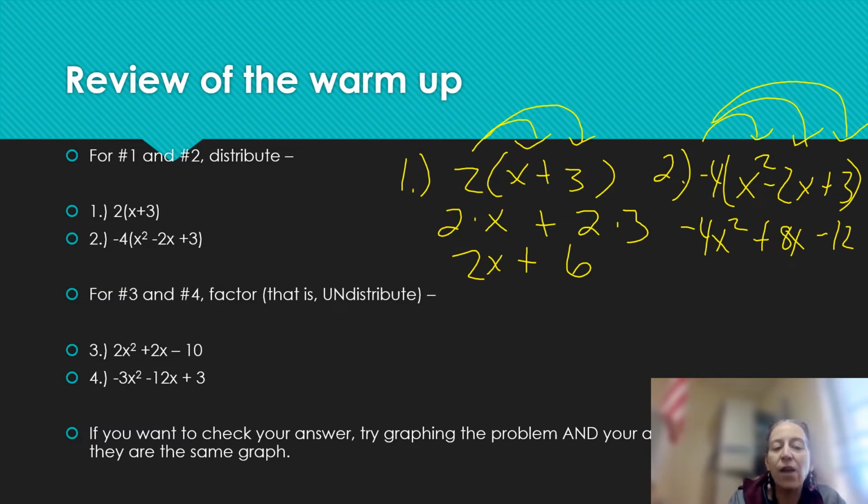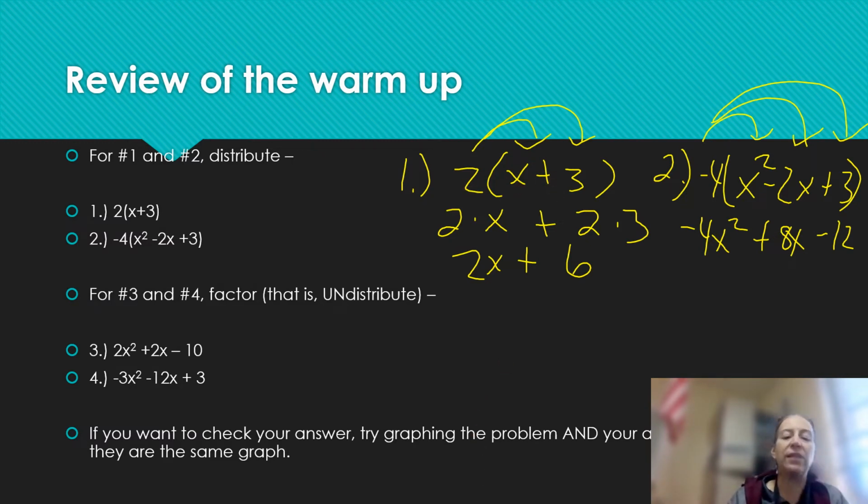Now for 3 and 4, the directions say factor. Remember what factoring is. Factor means finding what got multiplied to give you the expression that you have. So if you look closely at these first two, if you were given 2x plus 6 and you were asked to factor it, that question would be asking what got multiplied to give you the 2x plus 6. Well, the answer would be 2 times x plus 3. So the factors are 2 and x plus 3.